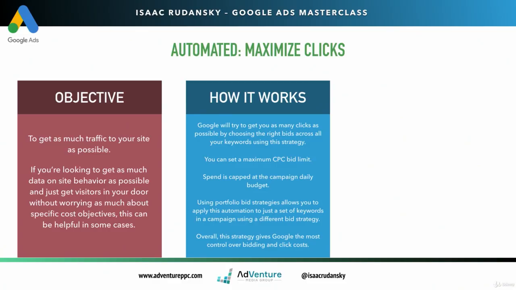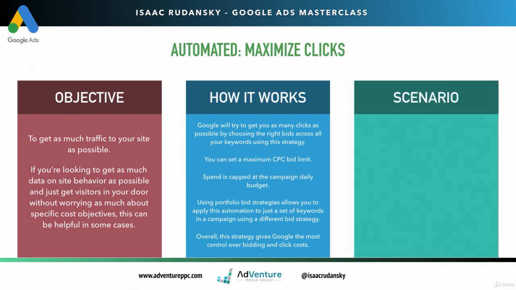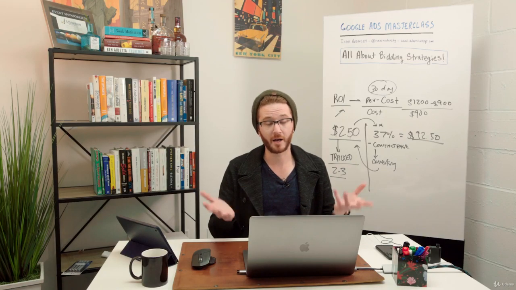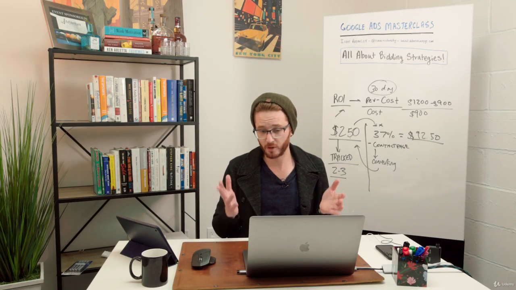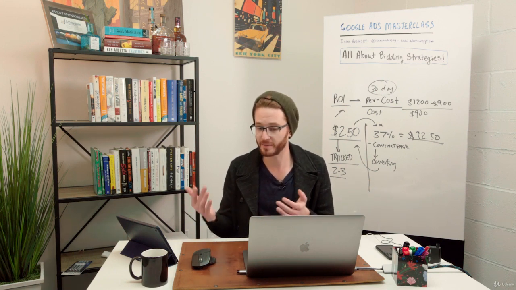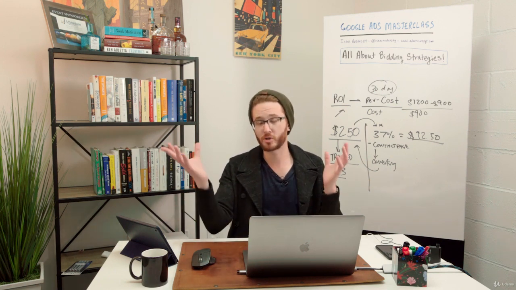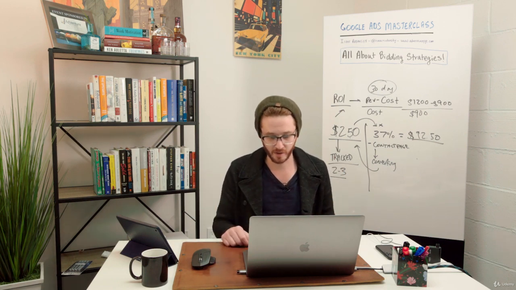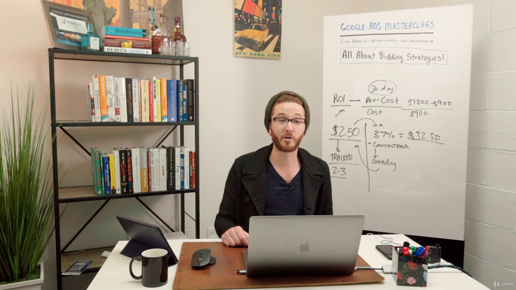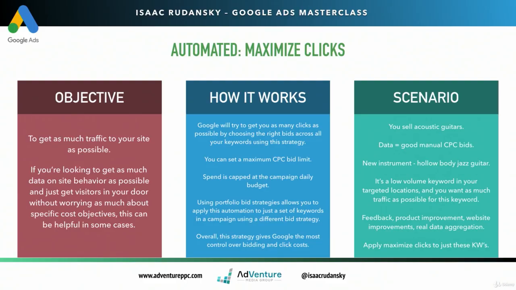Overall, this strategy gives Google the most control over bidding and costs of your clicks. Here's a scenario where this might be of use. Say you sell acoustic guitars and you don't have data, and if you get data, then you'll be able to set good manual CPC bids later. You have this new instrument in the market, hollow body jazz guitars. I play guitar myself, so it's a product category dear to my heart. It's a low volume keyword in your targeted locations, and you want as much traffic as possible for this keyword. That's the goal. You just need data. You need to know the dynamics of the auction for this keyword, and you need to know it now for whatever reason. Feedback, product improvement, website improvements, real data aggregation, that's some of the benefits of getting data.